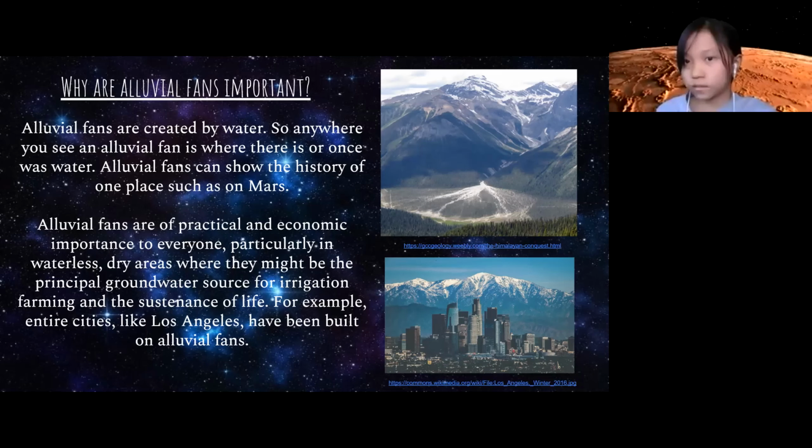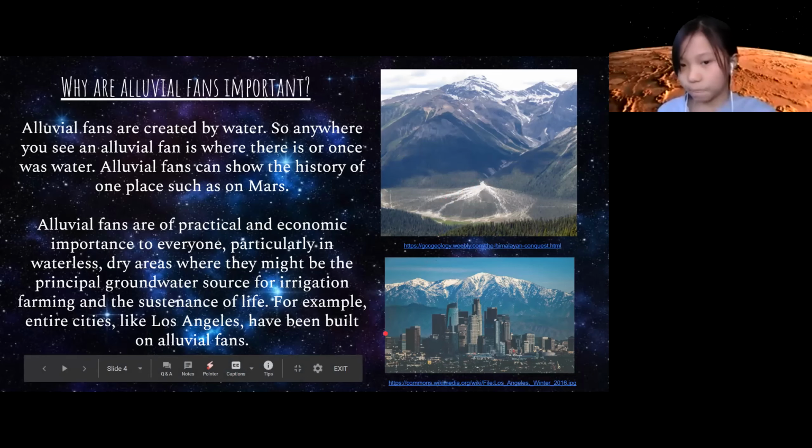So this is an alluvial fan from the Himalayan mountains. And this is a picture of Los Angeles, which is a city that has been built on one large alluvial fan.